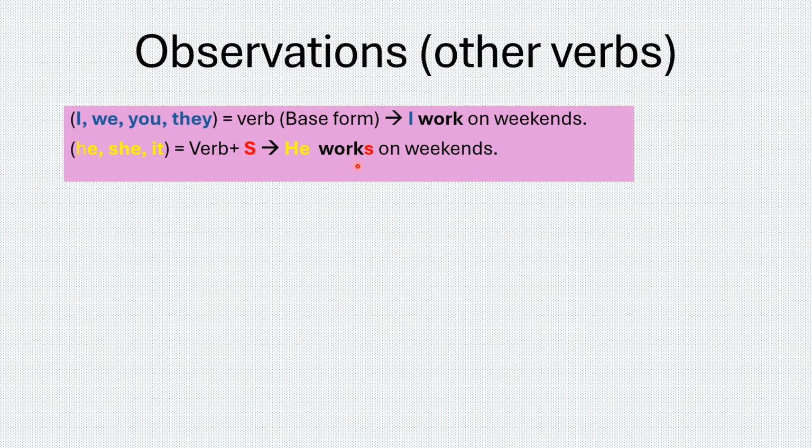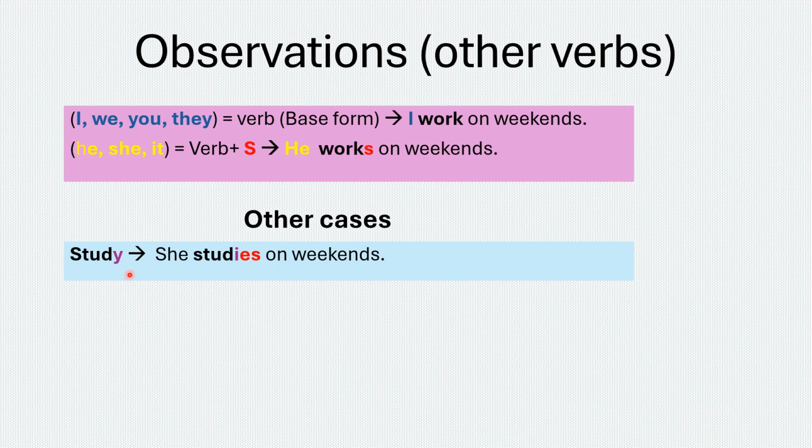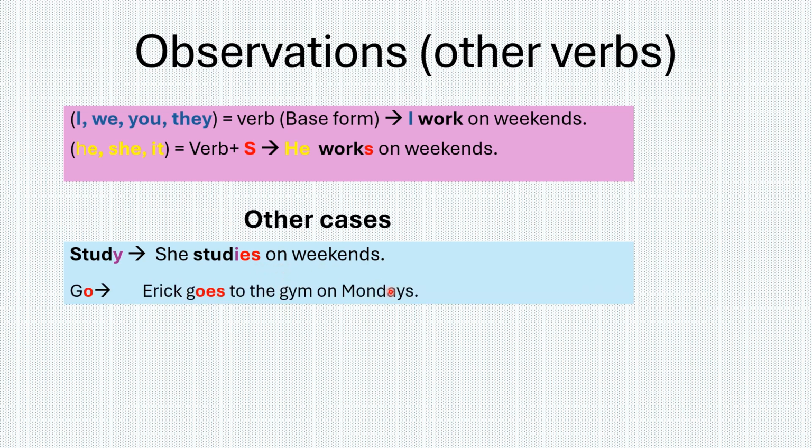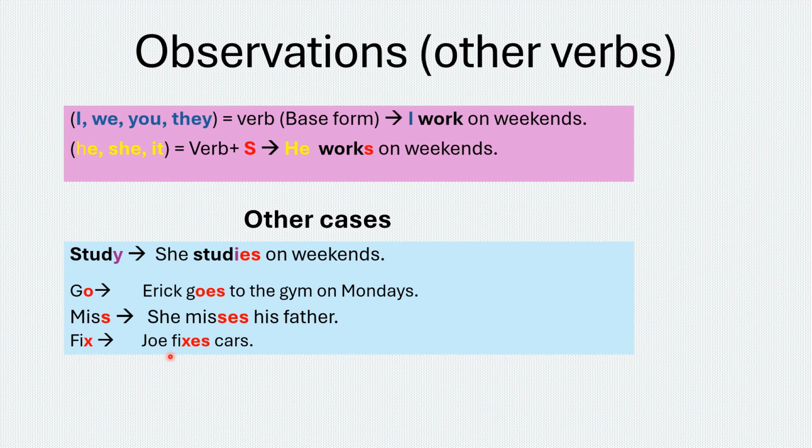There are some other cases that we need to take into account when adding an s to a third person singular. If the verb ends in y, we take out the y and add an i and es. So we have, she studies on weekends. If a verb ends in o, we add an es. For example, Eric goes to the gym on Mondays. If we have an s at the end of the verb, we add an es. She misses his father. If we have an x, we add an es. So we have, Joe fixes cars.